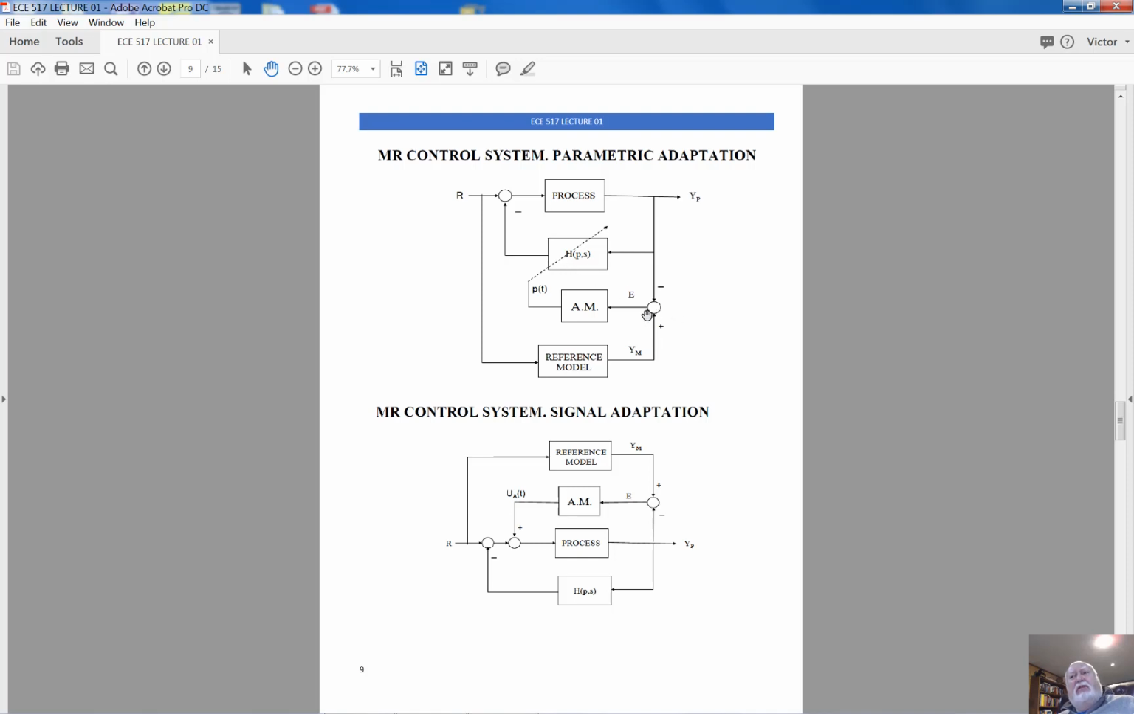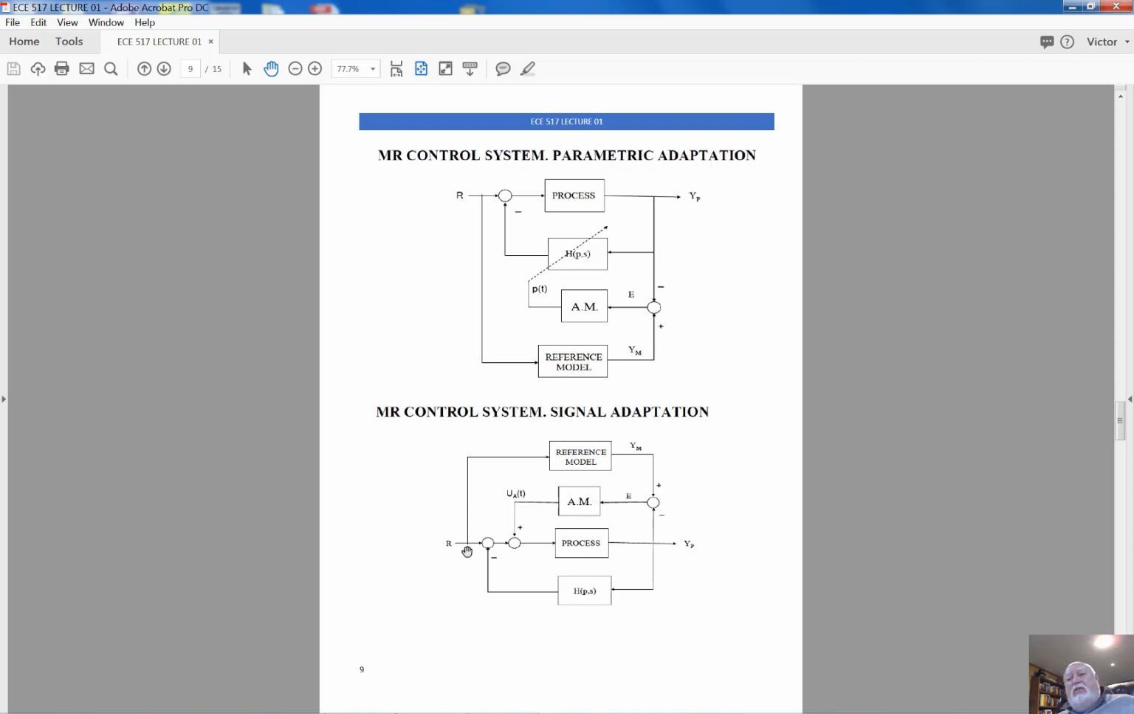Meaning that we would eliminate this error with time. Model reference system signal adaptation. What you can see here is the reference model. It represents the desired closed-loop system performance. There is a control process. There is a controller. The controller has been designed based on the best guess of the characteristics of the process.